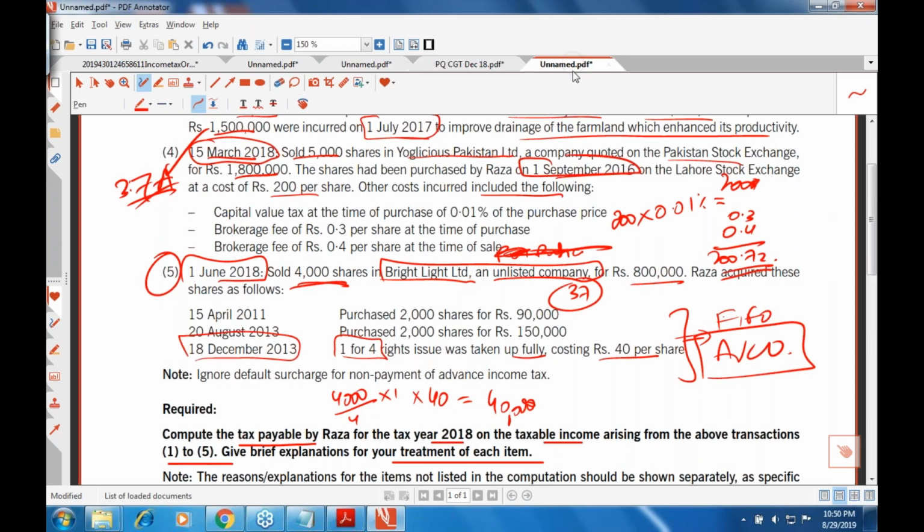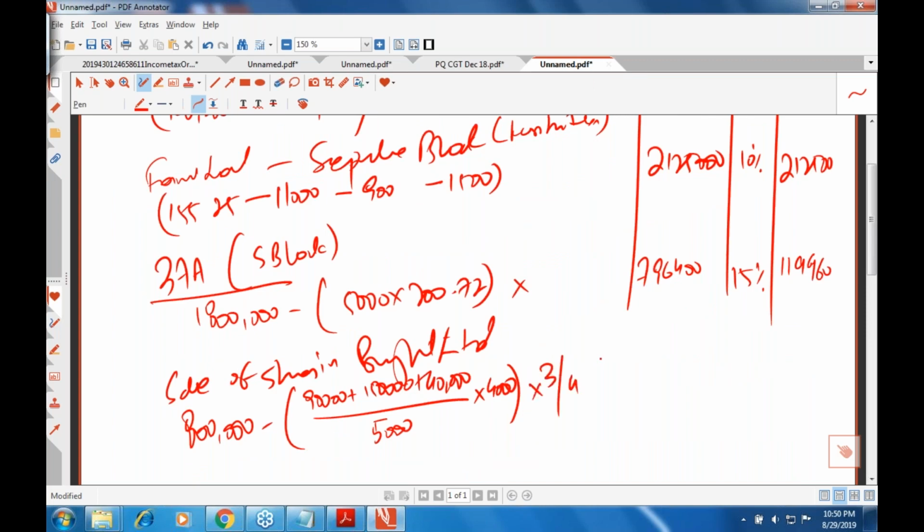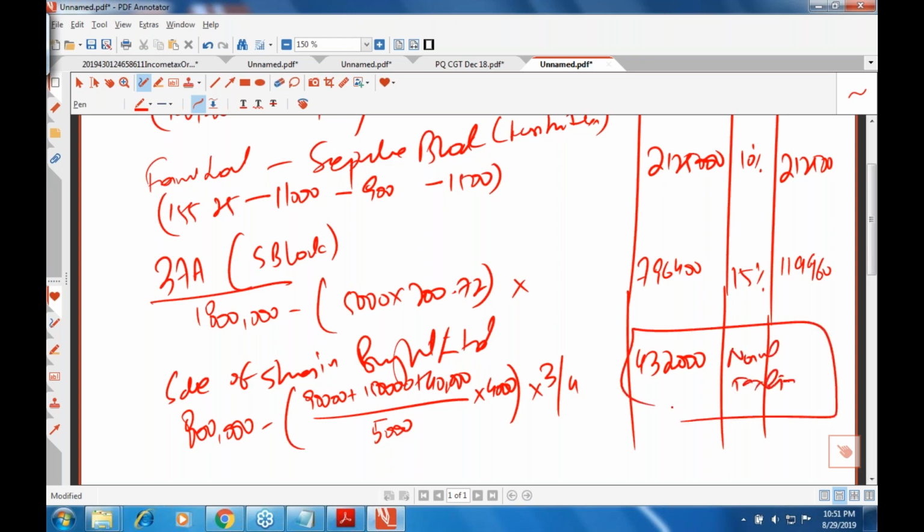So resultingly, whatever the gain, 3/4 of the gain is going to be taxable. So it is actually going to be 432,000 and it's going to be taxed under the normal taxation rate. So whatever your income is going to be, it's going to be included in that.